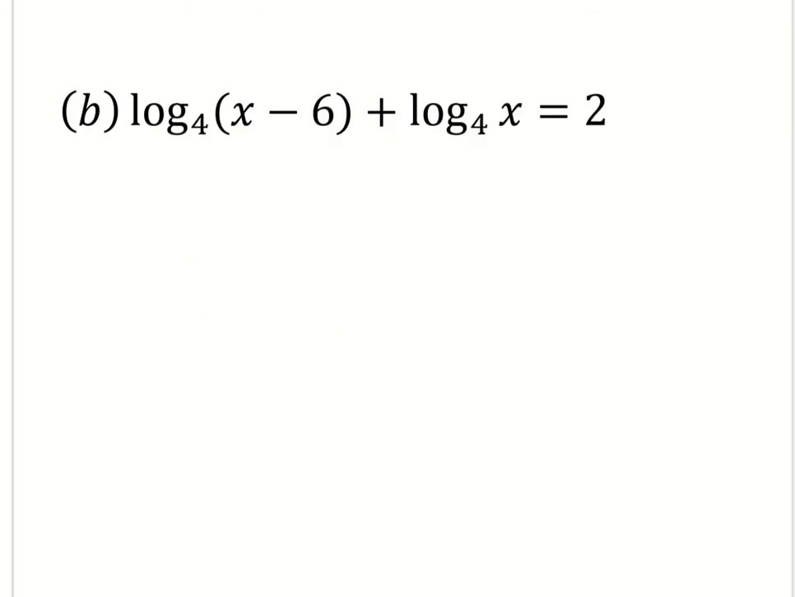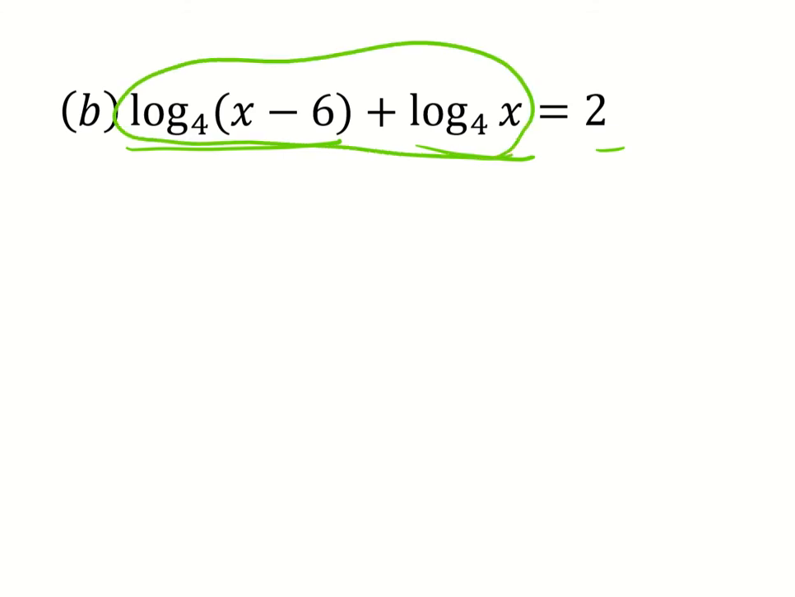Now let's look at problem B here. Problem B here has a log plus another log equals a number. We have to write the left side as 1 log first. So you have 1 log equals a number, then we'll turn it into its exponential form. Right, so first we'll write these 2 logs into 1 log.